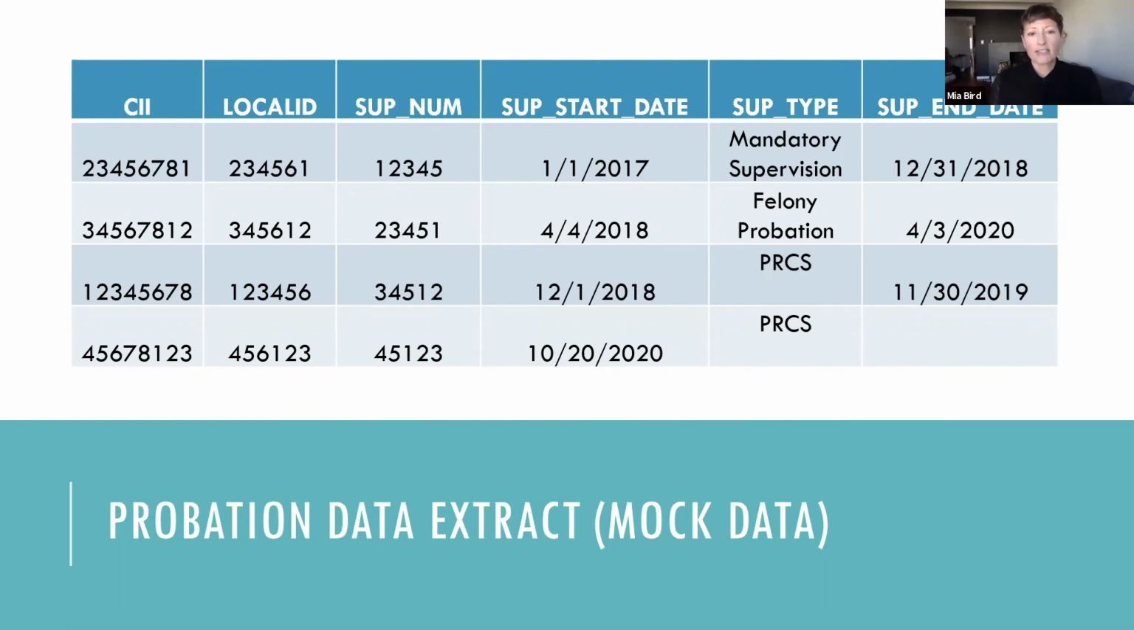And so what this data set does is it shows a mock example tracking supervision episodes, right? In the first column and the second column are those really key individual identifiers, the CII number and the local identifier. That's what's going to help us to track individuals if they have multiple supervision episodes. We also have a supervision number that's similar to a booking number that's going to track that particular supervision spell if there are multiple events during that supervision episode. And then we have a start date, we have a population type, and we have an end date. And you can see in that last row of data, we don't have any information on an end date. The presumption is that that spell started recently on October 20th, and it has not yet ended. Next slide.